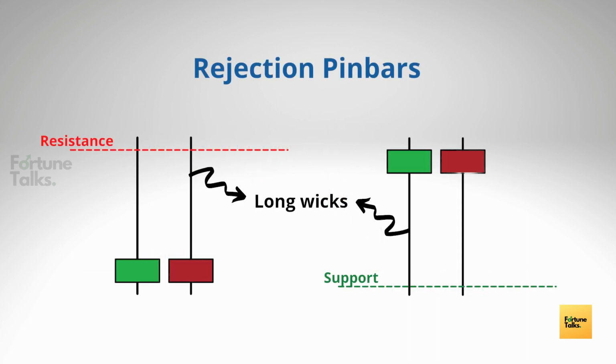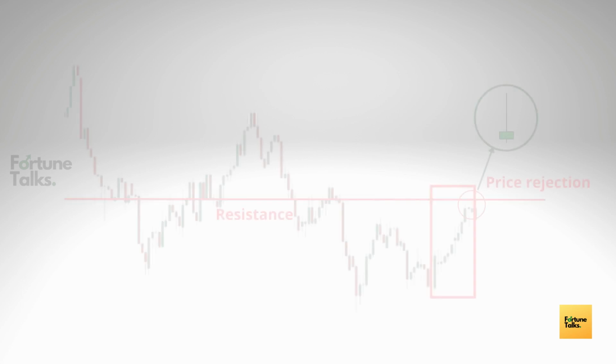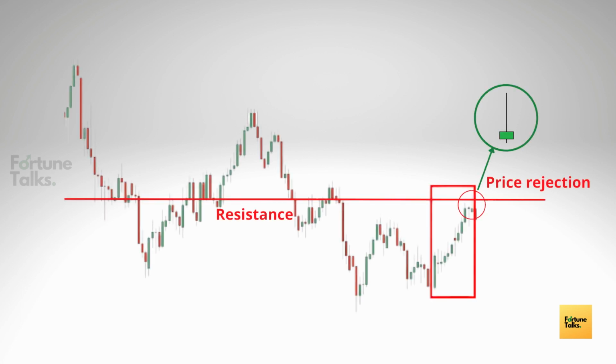The pin bar may be a shooting star or a hammer, etc. The idea is to see a long wick where the price gets rejected from the particular level that we are considering. Let's say this in case of resistance. A big bullish candle comes into the resistance and suddenly it gets rejected. And the stronger the rejection, the better. And that is exactly what you want to see.